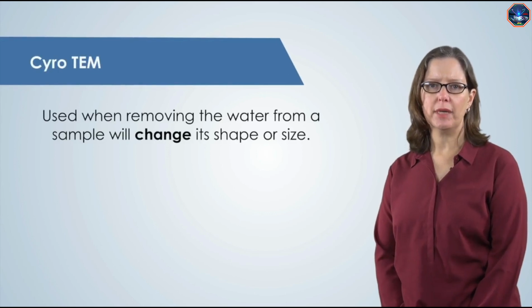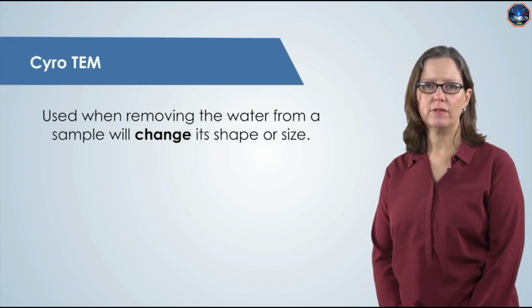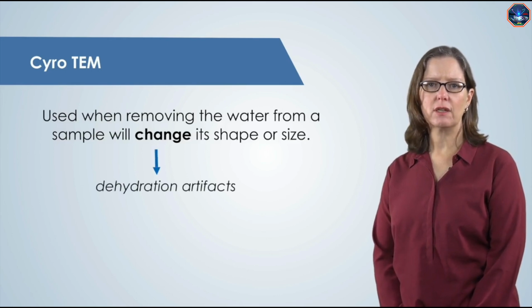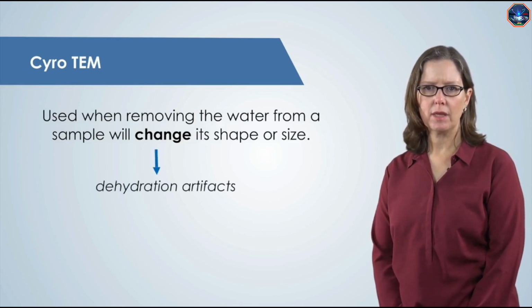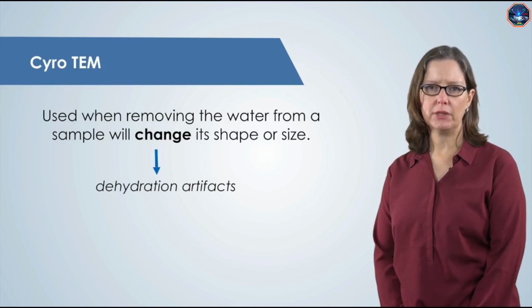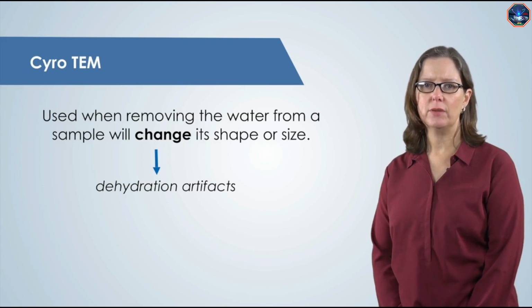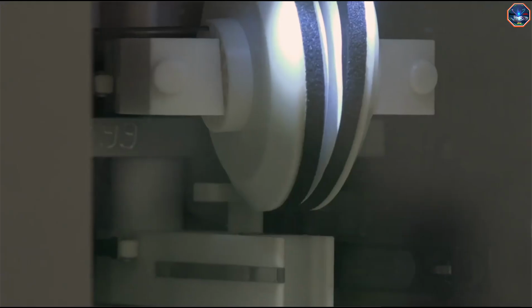Cryo-TEM is another way to prepare soft material samples. Cryo-TEM is used when removing the water from the sample will change their shape or size. These changes are called dehydration artifacts. Sometimes, freezing samples will also give us better resolution. We can use the better resolution to do a 3D reconstruction of the sample. Cryo-TEM involves freezing a sample that still has the water in it. There are different ways to prepare cryo-TEM samples. We will be talking about the plunge freezing method in this video.